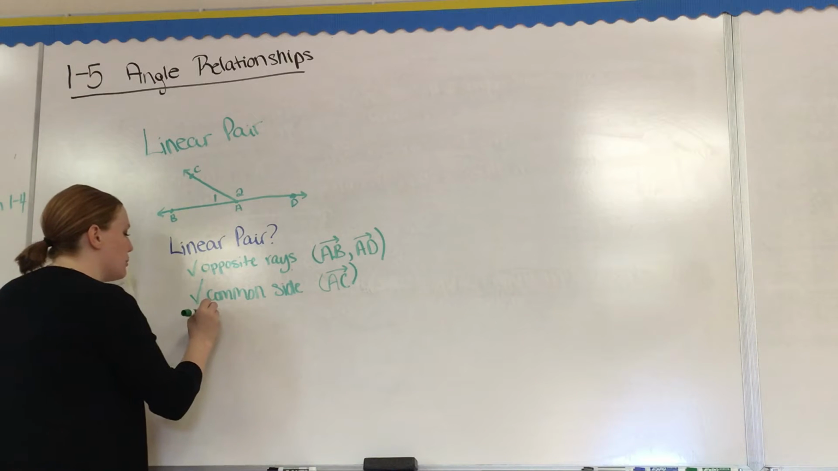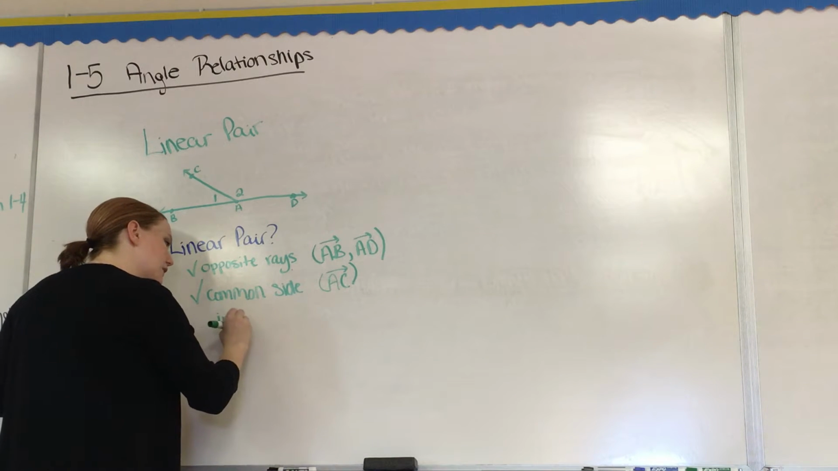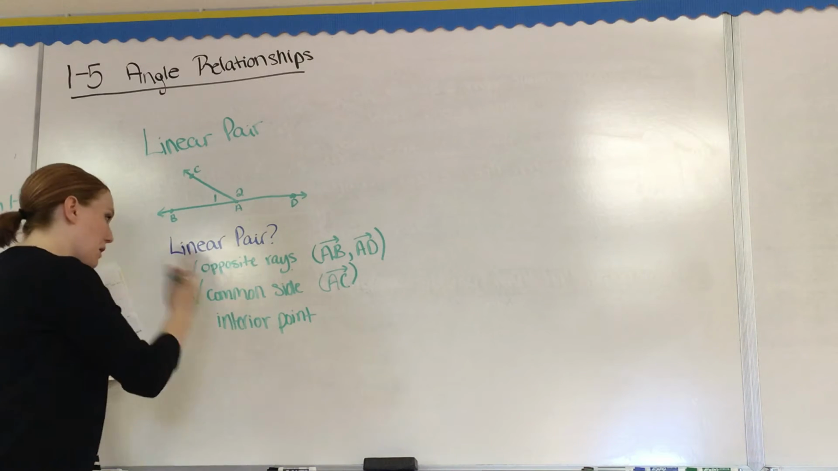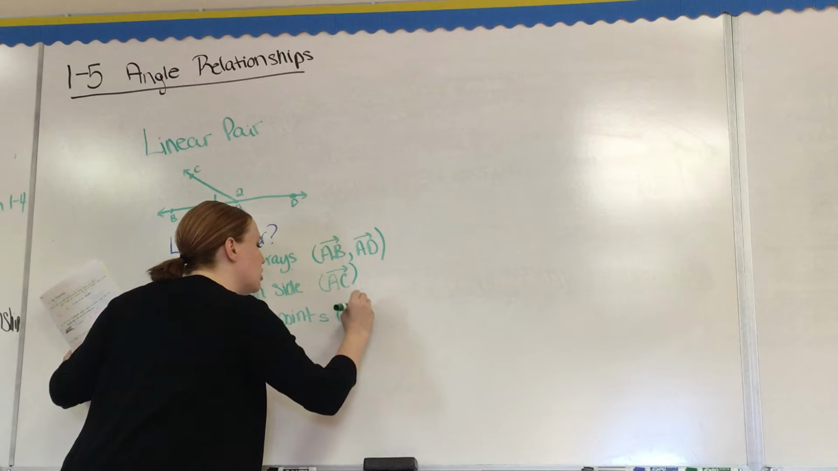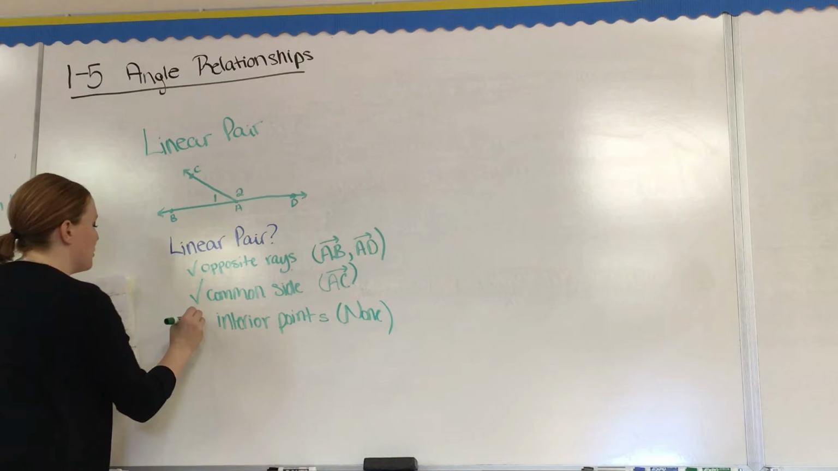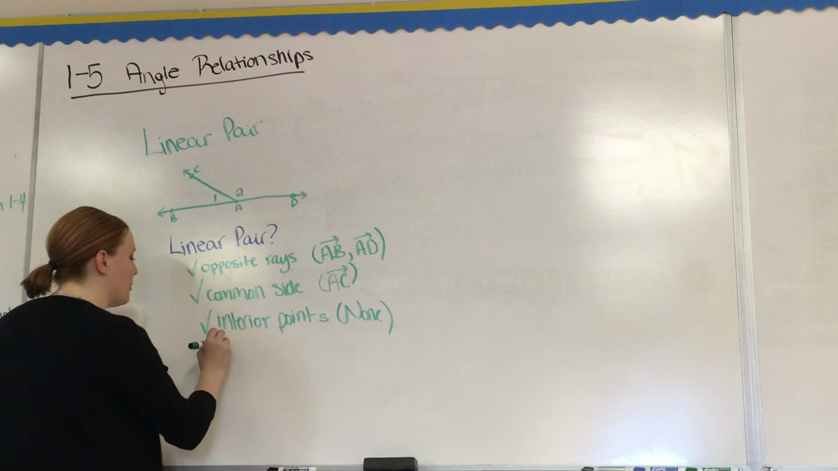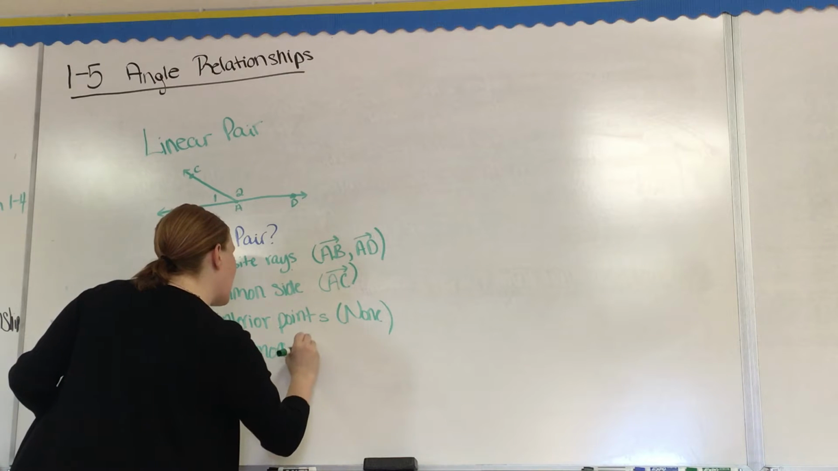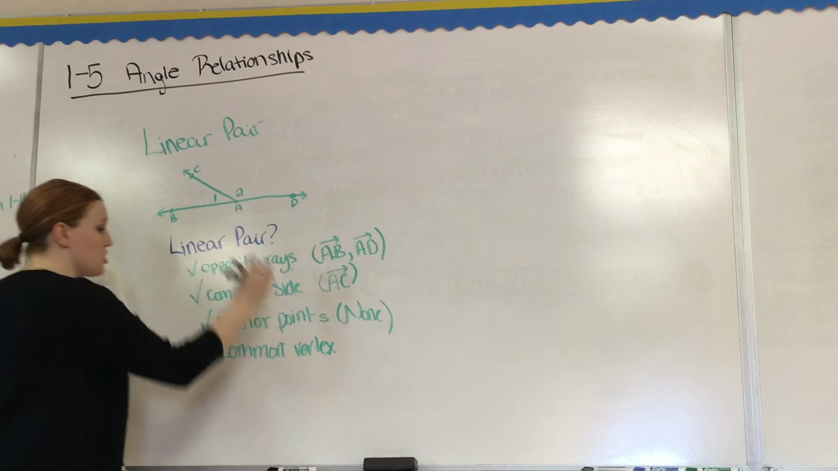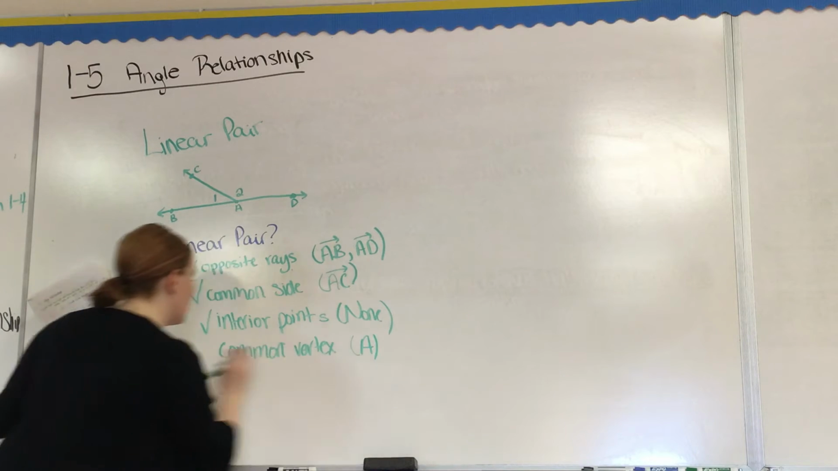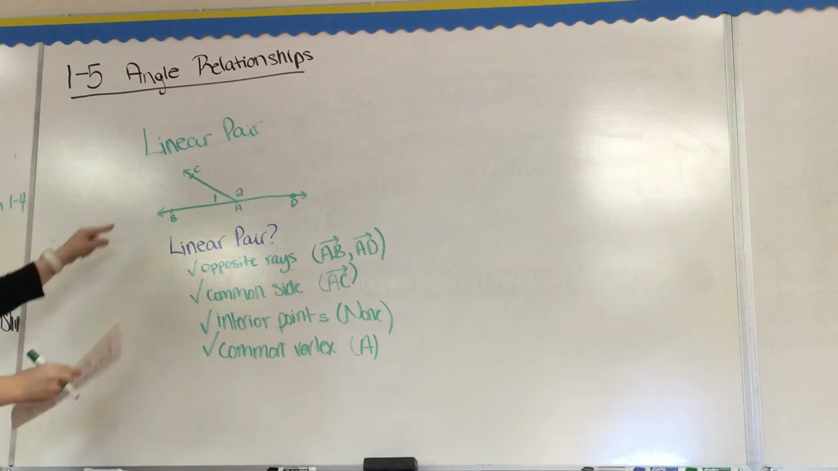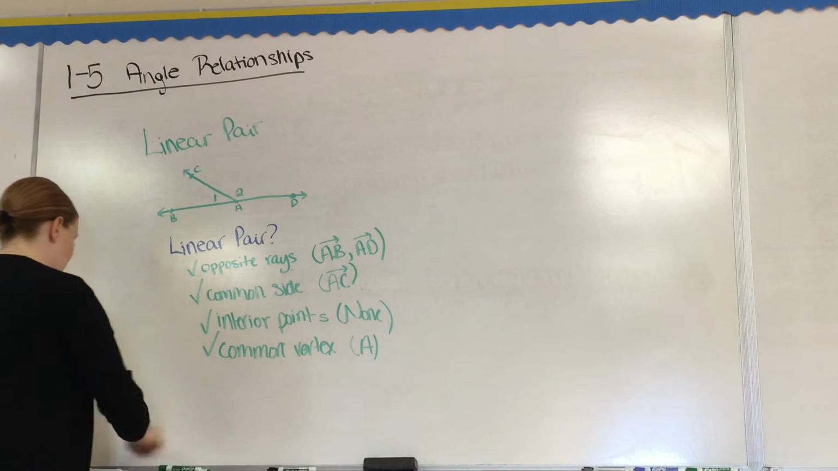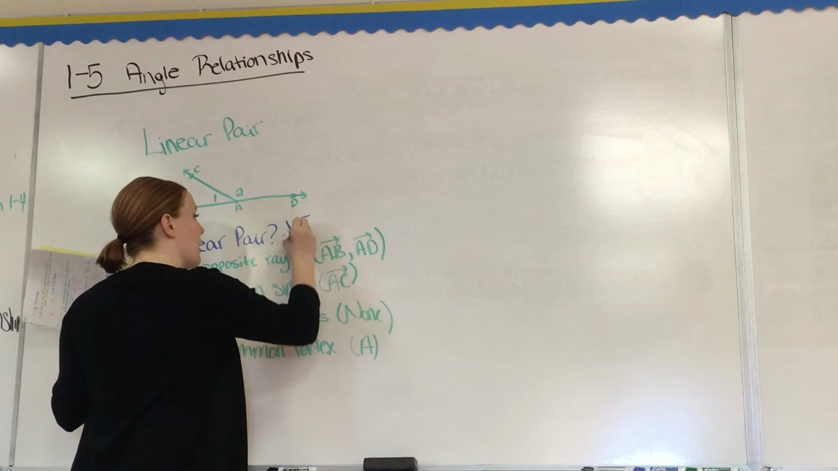Do we share any interior points? Remember that was on the adjacent. No, we don't, which is good. We don't want to share any interior points. Do we have a common vertex? Yes, we share a common vertex, A. So, is this a linear pair that has opposite rays that are on the non-common side? Yes, so this is a linear pair.